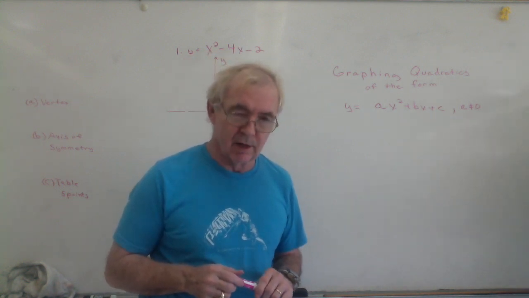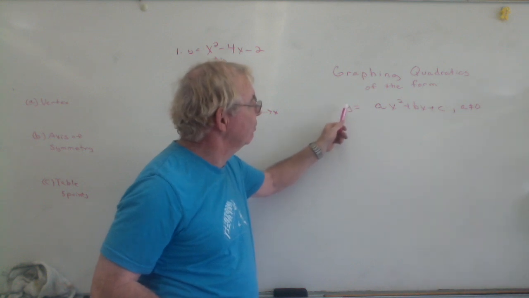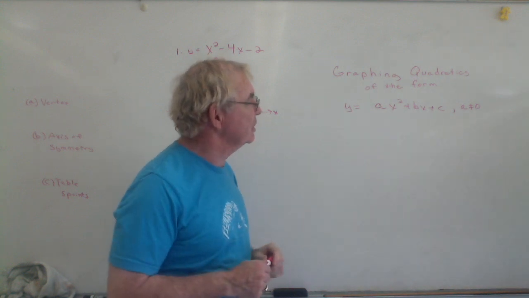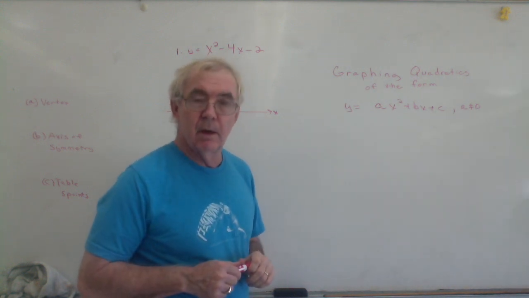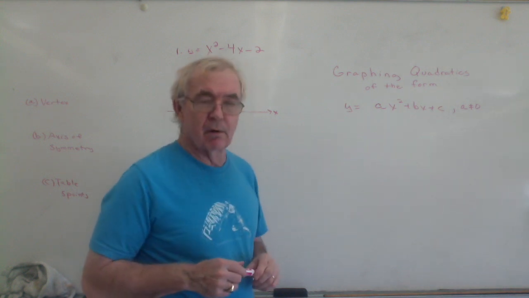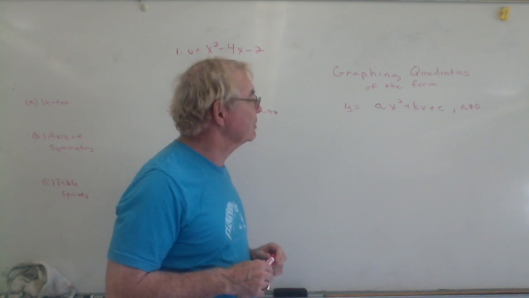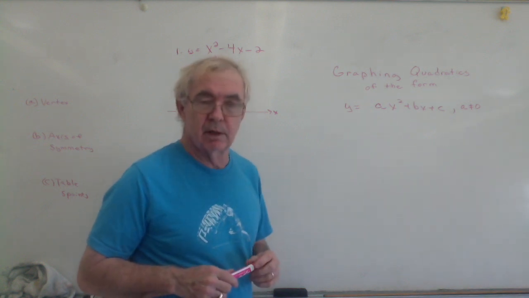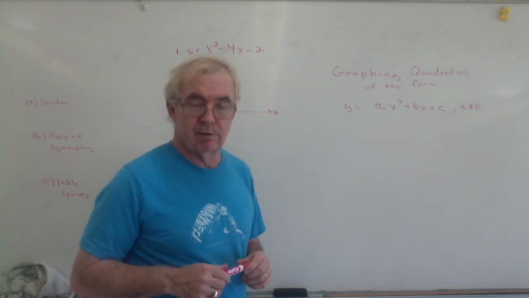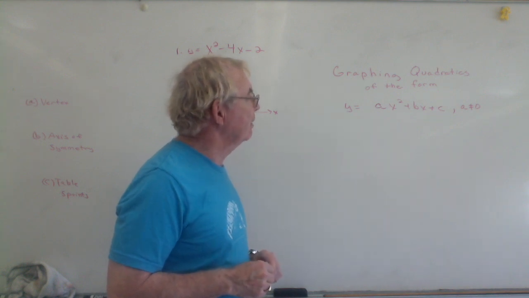So, today's objective is to learn how to graph a quadratic of the form y equals ax squared plus bx plus c, where a is not 0. Hopefully by this time you've already discussed solving quadratics for 0. You probably learned how to solve by factoring, completing the square, and the quadratic formula. Today, however, we're going to learn how to graph them.